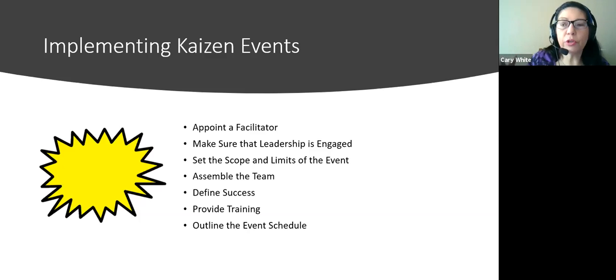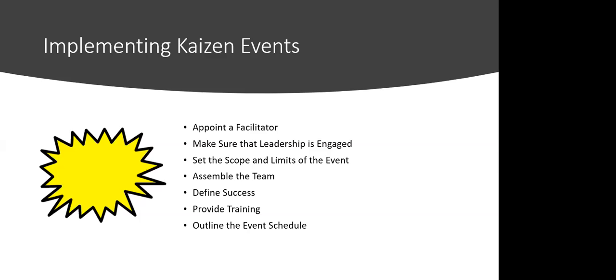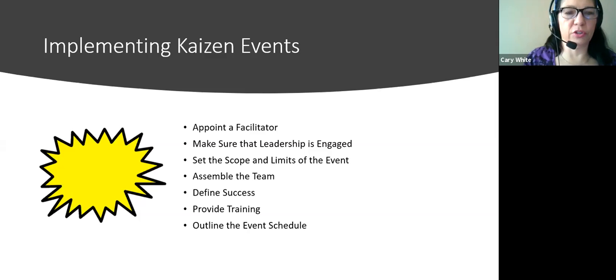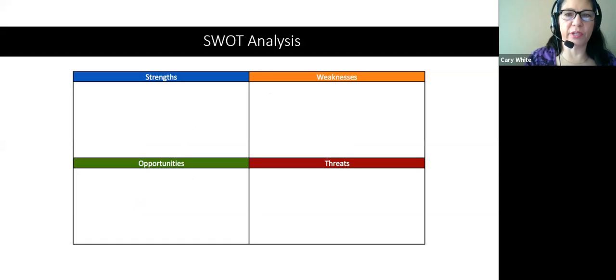Ahead of time too, you need to again define success, meaning before you start, you need to decide what the goal of your event is. Is it to solve an issue, to restructure something, to change something, whatever that is? You need to define what your success is. And then of course, deciding your schedule and all that, that's pretty much no-brainer stuff.